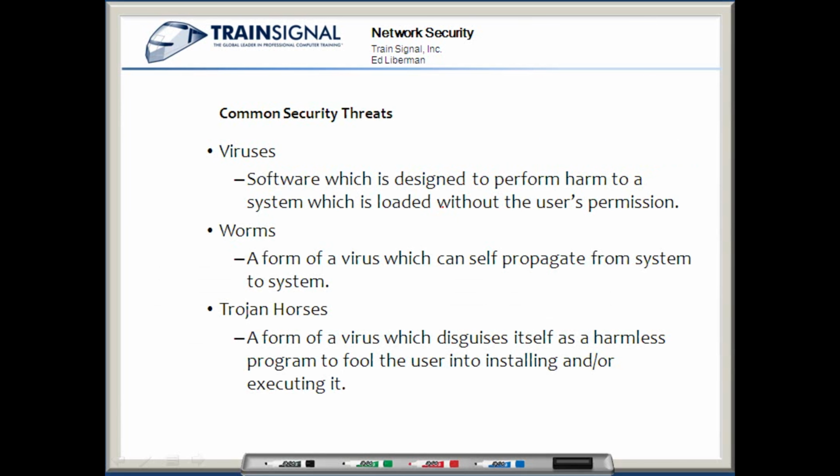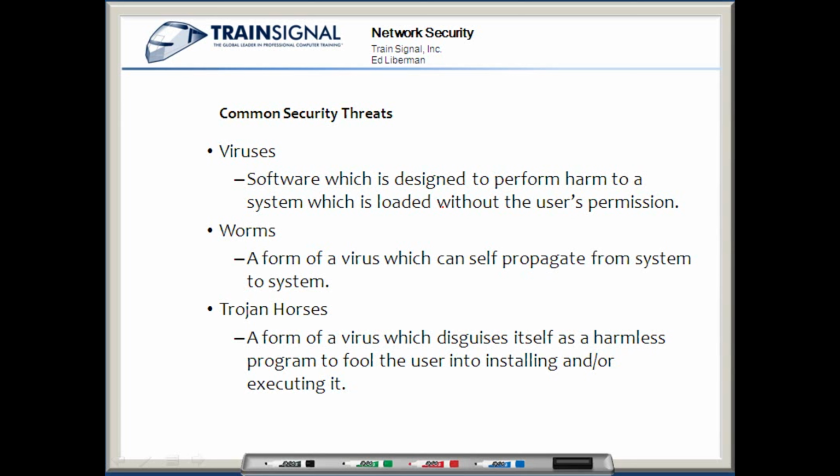Now, the last topic that I want to talk to you about here, and then we'll wrap up this video, are some of your common security threats. Okay, just general ideas of things that you want to keep in mind, things that are out there that can present a security threat to your network, and then we'll talk a little bit about how you can mitigate against these threats. Now, the first thing I have here are viruses, worms, and Trojan horses.